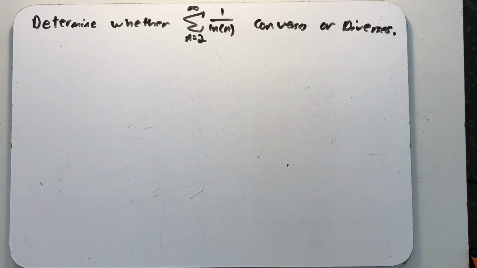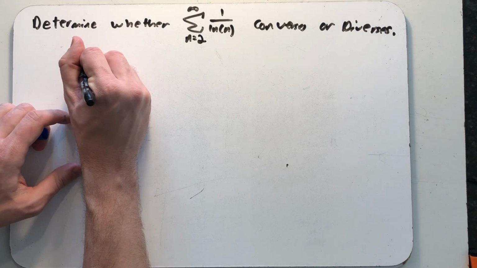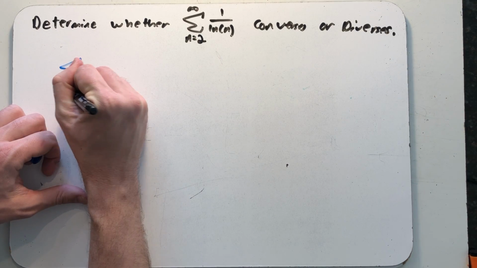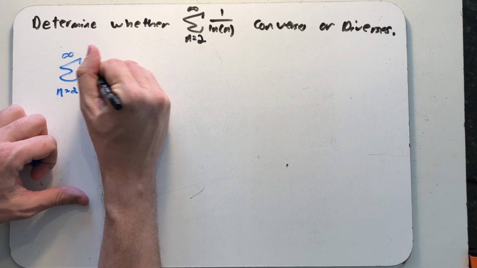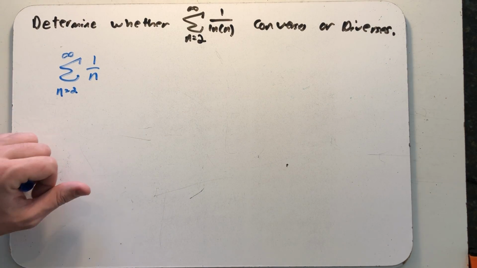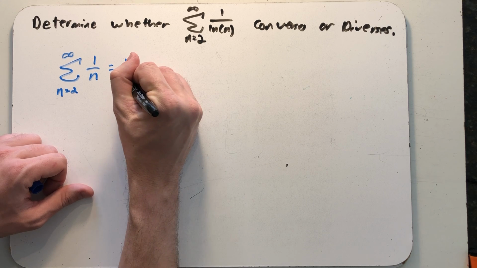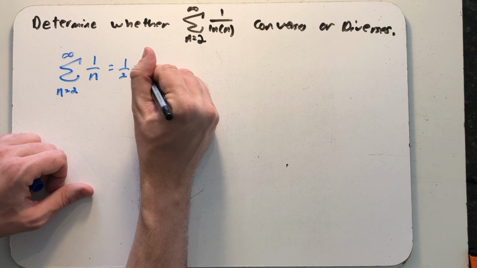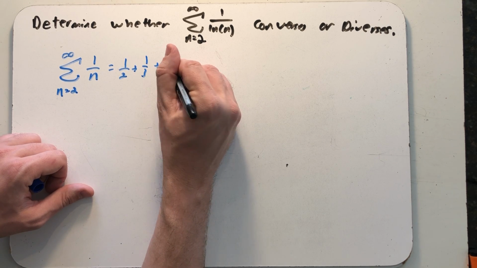We've been asked to determine whether the sum from 2 to infinity of 1 over the natural log of n converges or diverges. And we've chosen to use the limit comparison test. And I'm going to compare the sum we have here to almost the harmonic series. And the reason I say almost is I'm going to have this start at 2, just like this series does, just so that I'm dealing with the same thing.